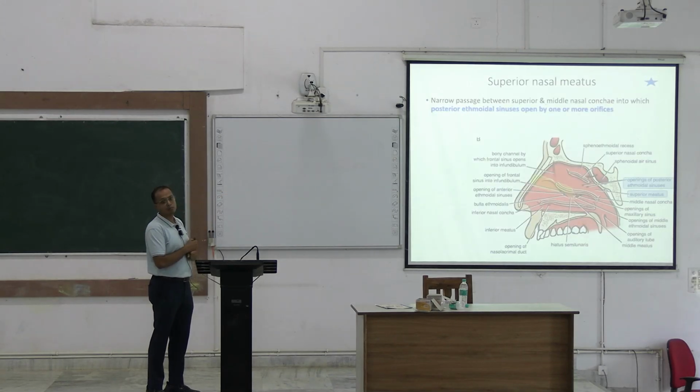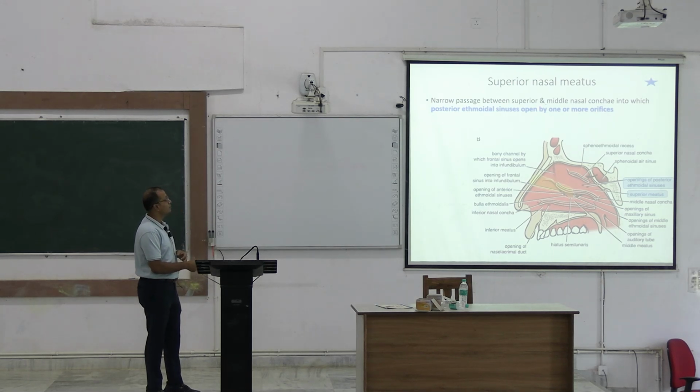Next is the superior meatus, which is the space lying between the superior concha and the middle concha. In this particular meatus, the posterior ethmoidal air cells open individually or separately into this space, with multiple openings or a single opening depending on the individual.